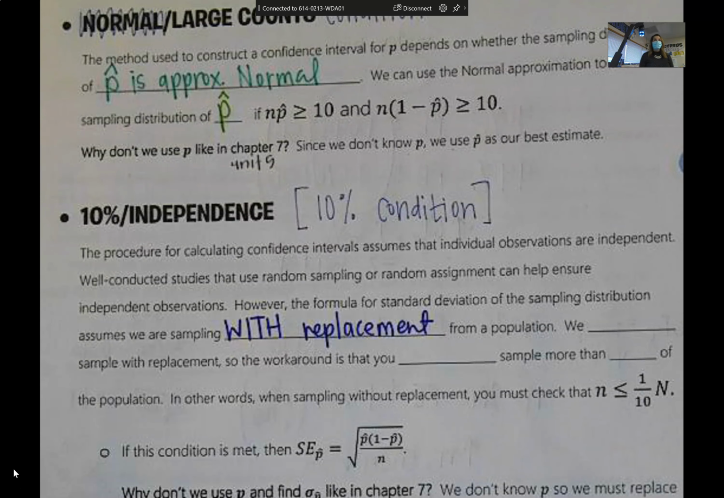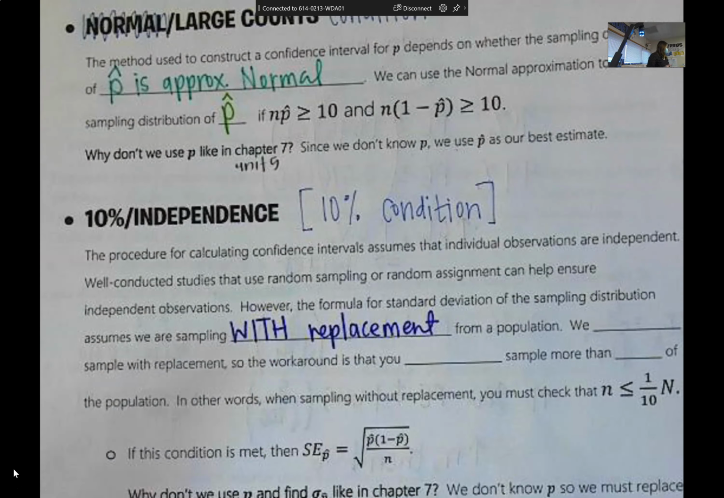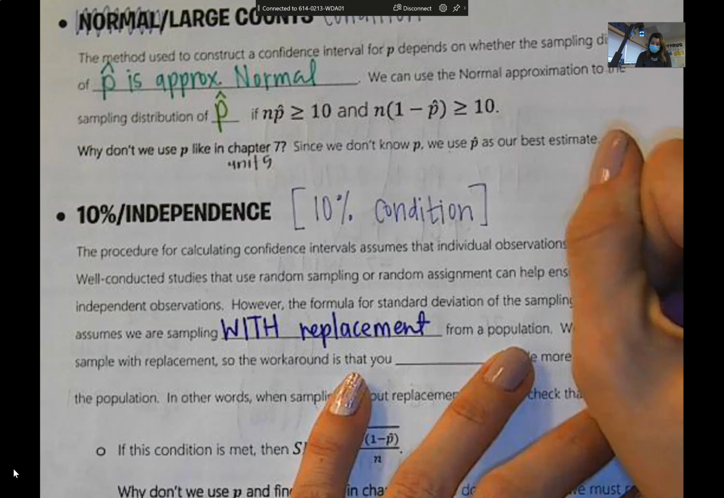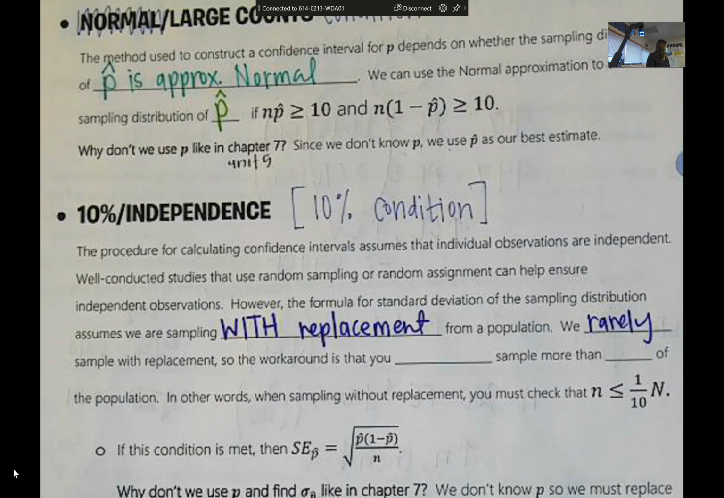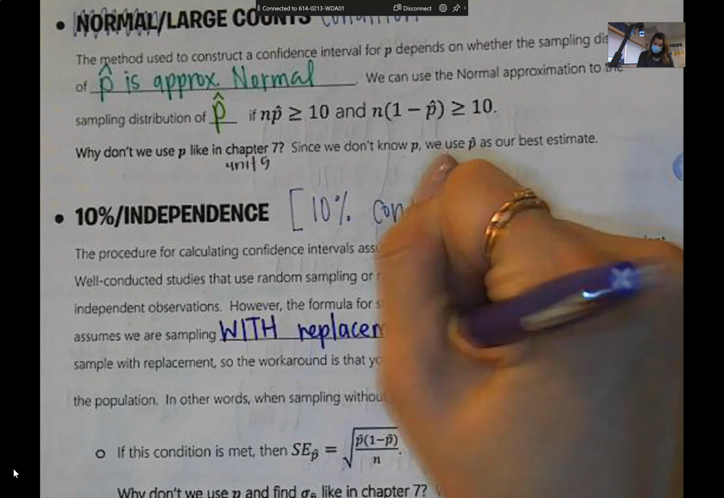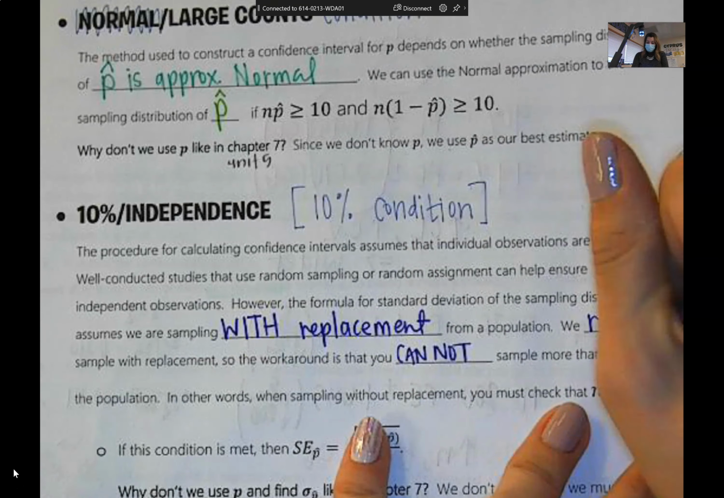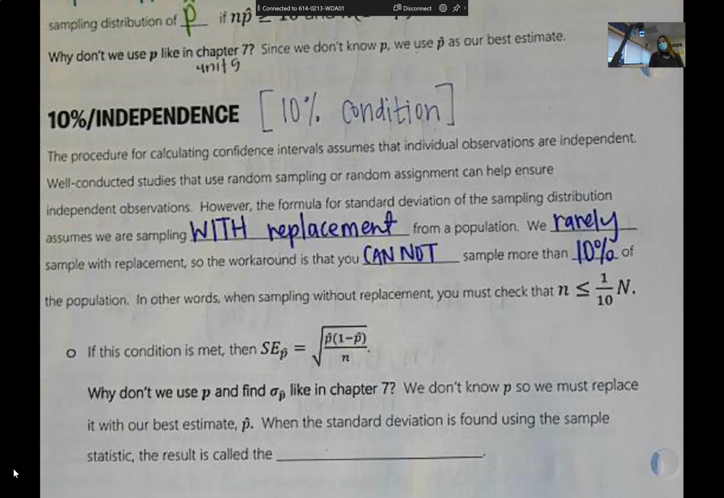But in real life, we very rarely sample with replacement. When we're truly taking samples, we very rarely do this. So we rarely sample with replacement. So the workaround is that you cannot sample more than 10% of the population. That's why we check the 10% condition.